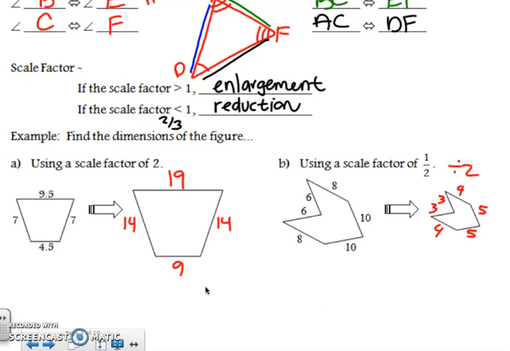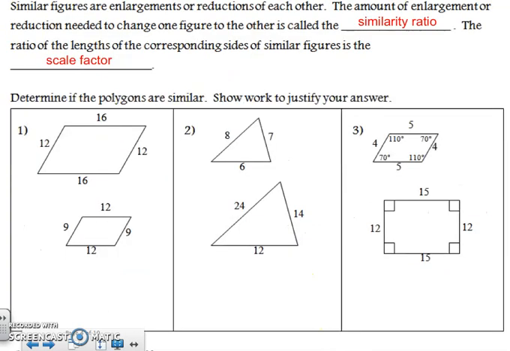Okay. Again, if I was going from the smaller shape to the larger shape, that'd be multiplying by 2. If I was going from the larger shape to the smaller shape, the scale factor would be 1/2 because I divided. Okay, so let me know if you have any questions on scale factors. Otherwise, I'm going to jump into some notes. So similar figures are enlargements or reductions of each other. The amount of enlargement or the reduction needed to change a figure is called the similarity ratio. The ratio of the lengths of the corresponding sides is the scale factor.